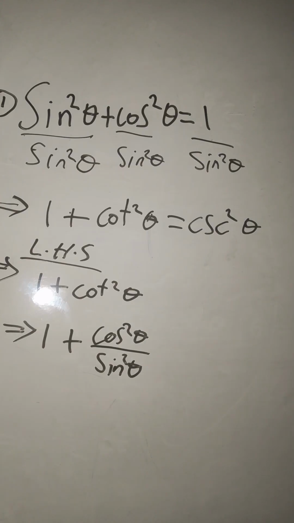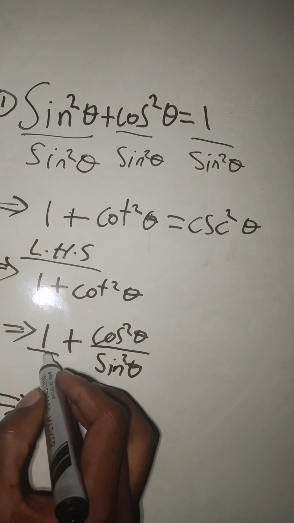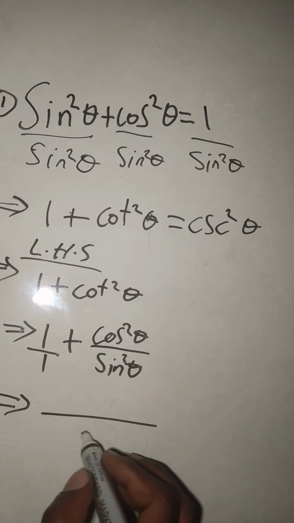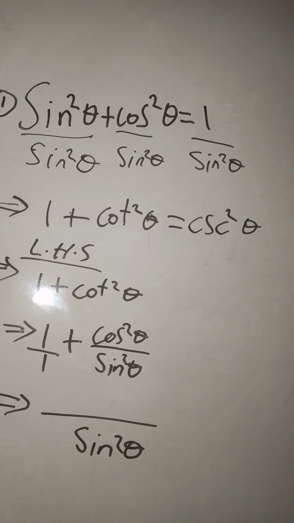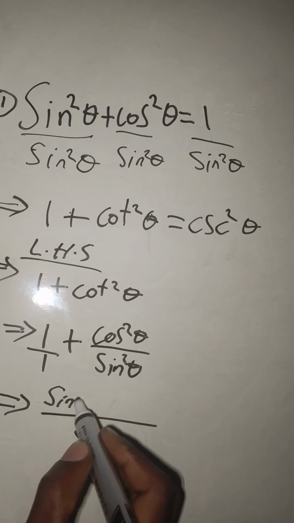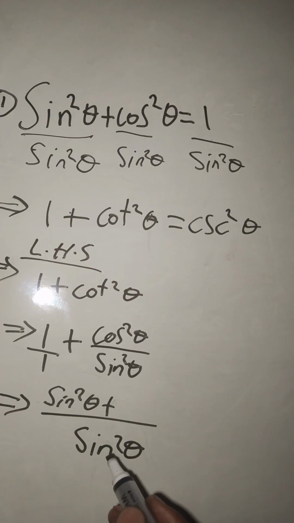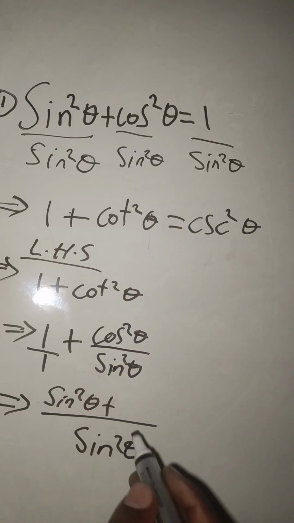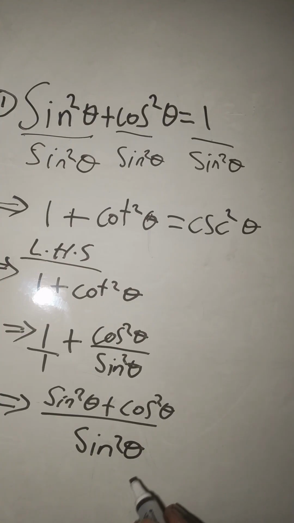Okay, so now this one, after you reach this stage, you look for a common denominator, which is sine squared theta. So 1 into this one is this guy, then this guy times the numerator there is sine squared theta. Plus this guy into this one is 1. 1 times the cos squared theta is cos squared theta.